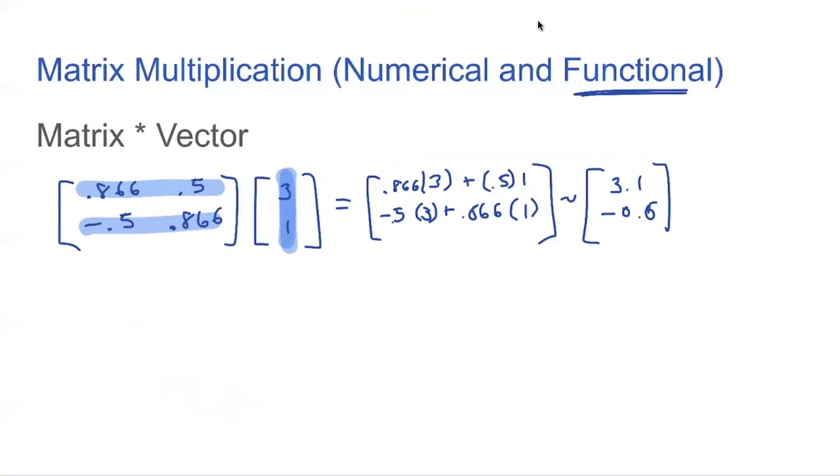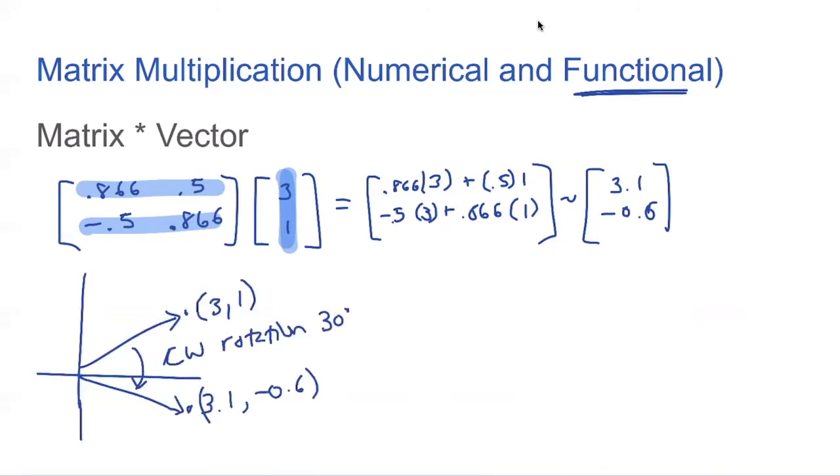So here, when you do all that calculation, do the arithmetic, we end up with roughly 3.1 in the x-coordinate and negative 0.6. We can interpret that geometrically, and we do. If I plot the original vector and then the resulting vector, you can see that the result of multiplying by this matrix is a clockwise rotation of 30 degrees. I constructed this matrix using sines and cosines of 30 degrees in order to create that.